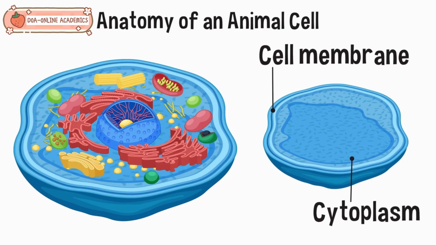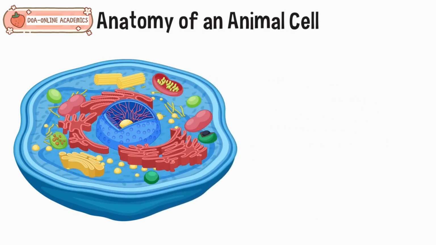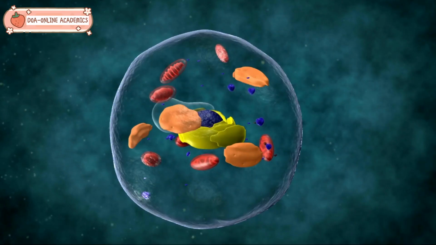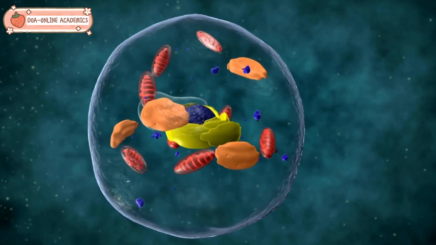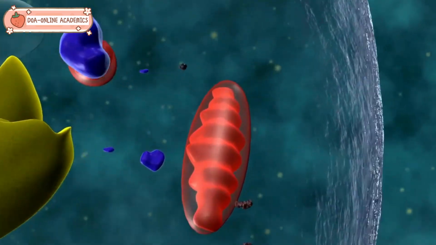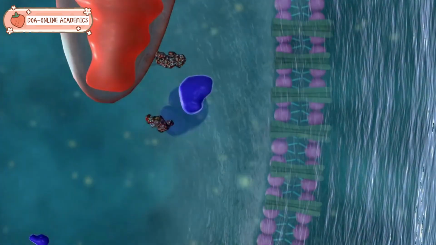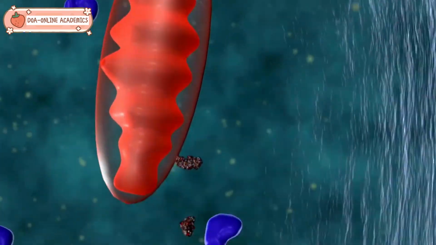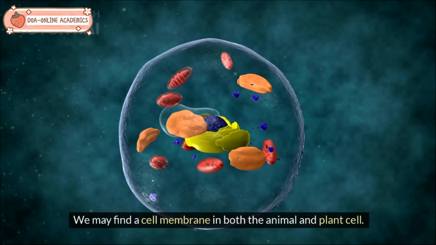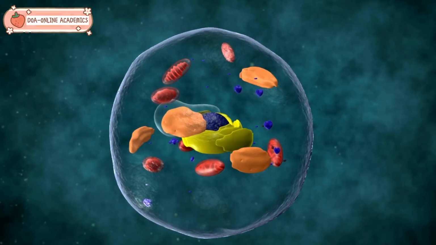Immediately next to the cell wall we have another layer, which is called the cell membrane. It surrounds the plant cell and controls what goes in and what goes out of the cell. We will speak more on that also at a later date. We may find a cell membrane in both the animal and plant cell.